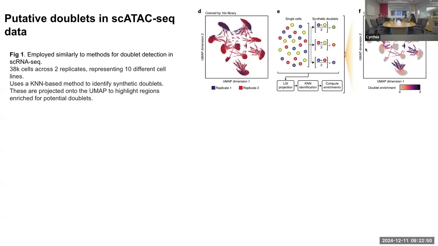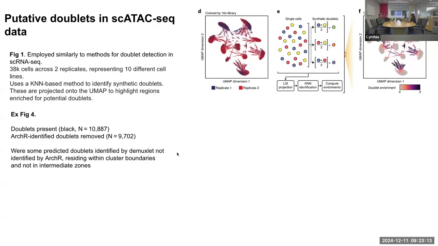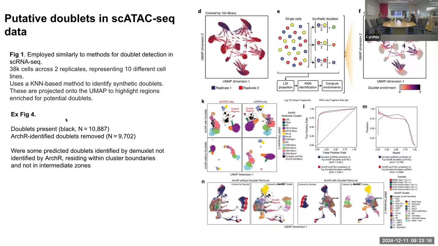Here in the UMAP, this is a projection showing, in the darker cluster that you can see here, what they score as putative doublets. In the bar, the darker it is, the higher the chance of being a doublet. So in Extended Figure 4, there are some samples where they are comparing ArchR with doublets and ArchR without doublets. You can see these clusters in ArchR that are flagged as doublet regions.